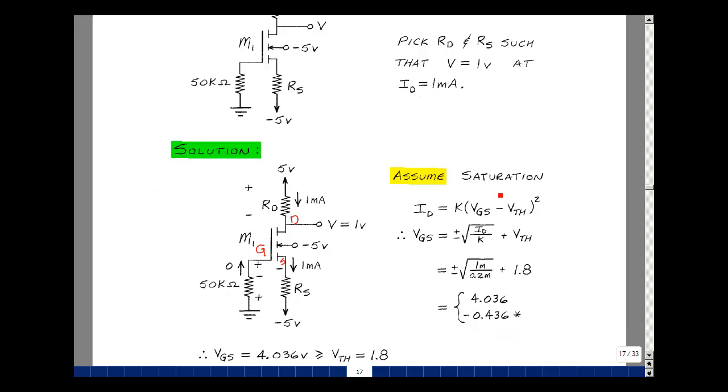But to be in saturation, the gate source needs to be greater than or equal to the threshold voltage, which is 1.8 volts. This is a contradiction. This is the value of our gate source voltage.